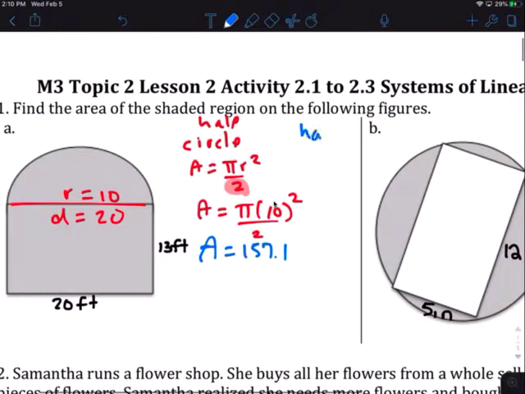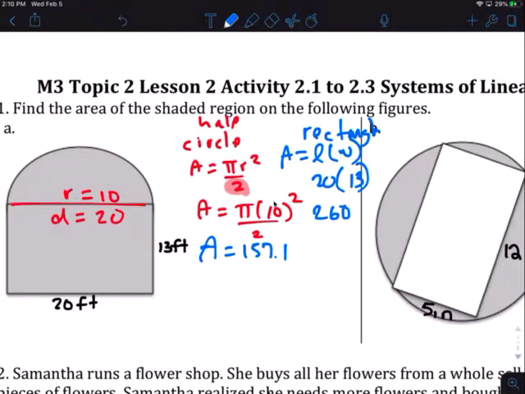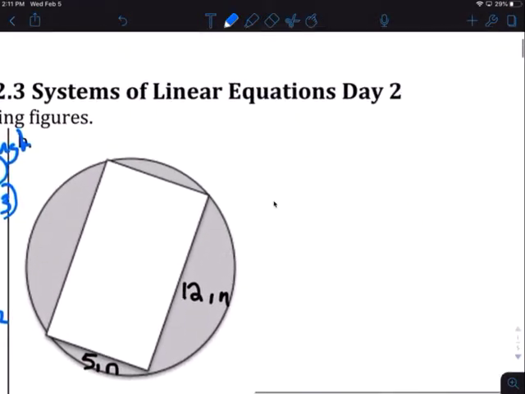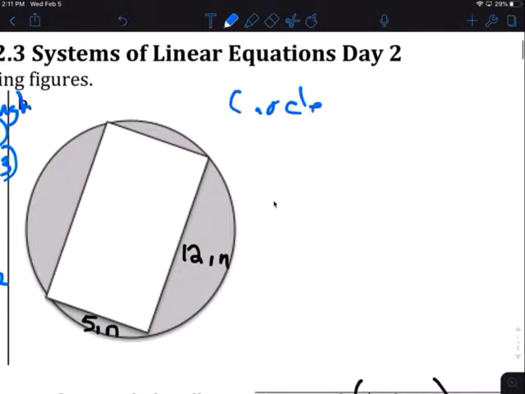Half a circle, I mean a rectangle. A rectangle is length times width, and so the length is 20, the width is 13, so you get 260 area of the rectangle. You add them together, total area equals 417.1 feet squared. Okay, and then next one is you got a circle and a rectangle.